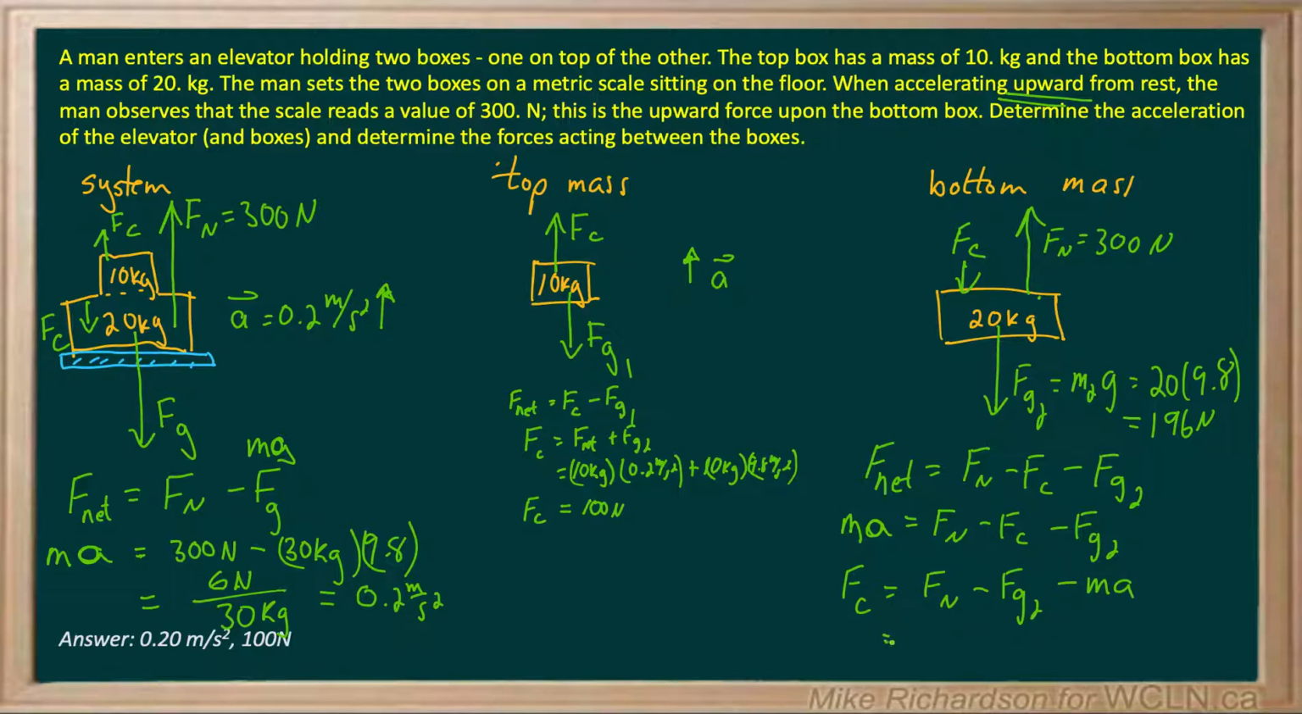Now we know the normal force, 300 newtons. We know Fg2, 196 newtons. The only thing left is ma, so it's 20 kilograms times my acceleration, which is 0.2. And when I work all that out, I get the exact same answer of 100 newtons for Fc using the bottom box.